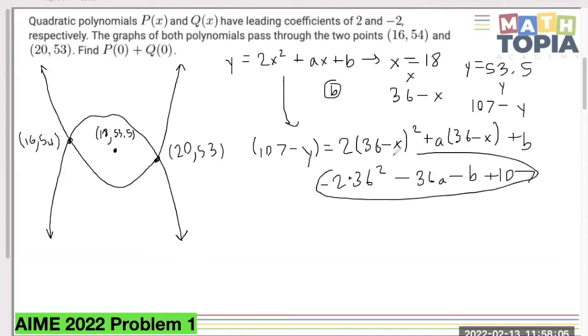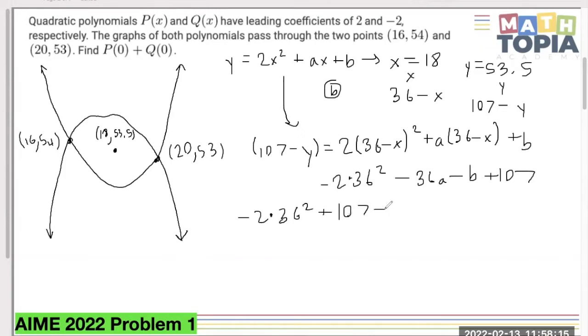So we end up with this as q of 0, right? If we add the two up, p of 0 and q of 0, we'll end up with -2 times 36 squared plus 107 minus 36a. So the only thing we need to find now is the a, which is the x coefficient in p of x. And we can find this simply by plugging in, right?